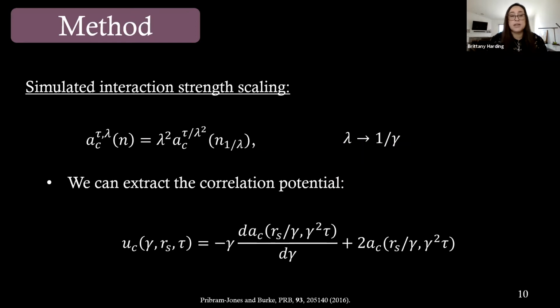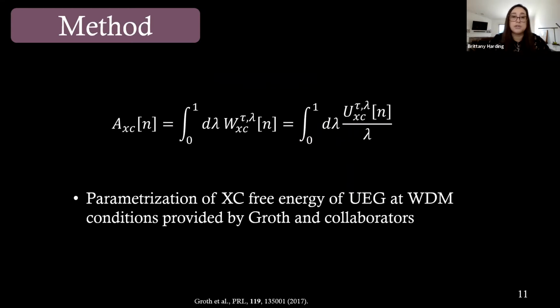Next, we can use a convenient relationship between the lambda scaled correlation free energy and the correlation free energy in terms of the coordinate scaled density. Using this and keeping in mind that lambda is equal to the reciprocal of gamma, so lambda goes to 1 over gamma, we can extract the correlation potential and finally obtain an expression for the exchange correlation free energy, or the finite temperature adiabatic connection.